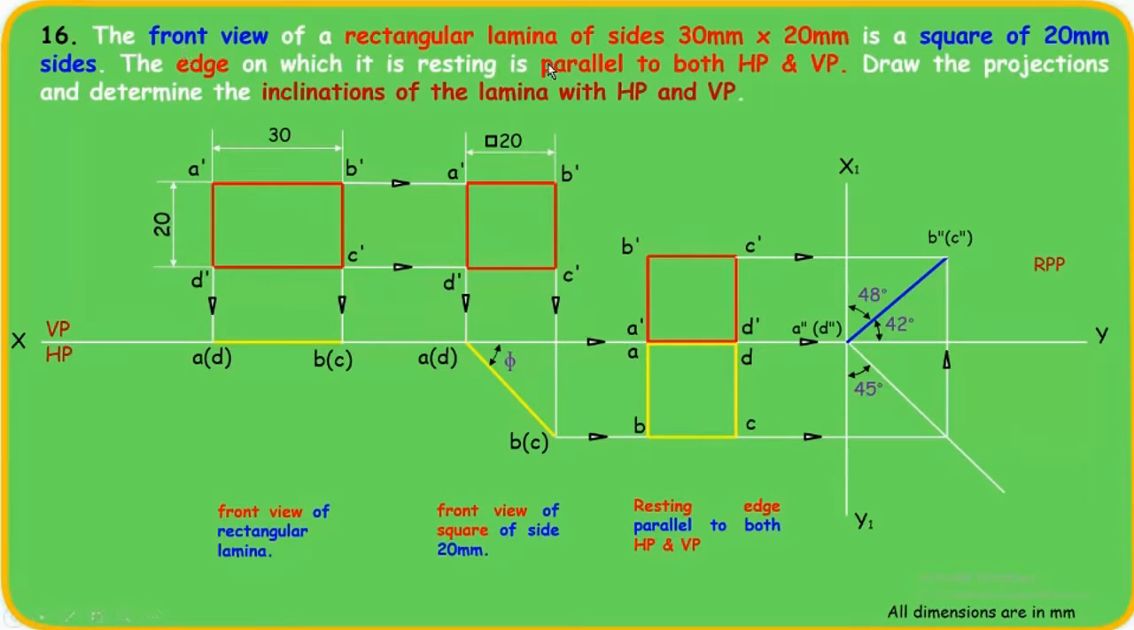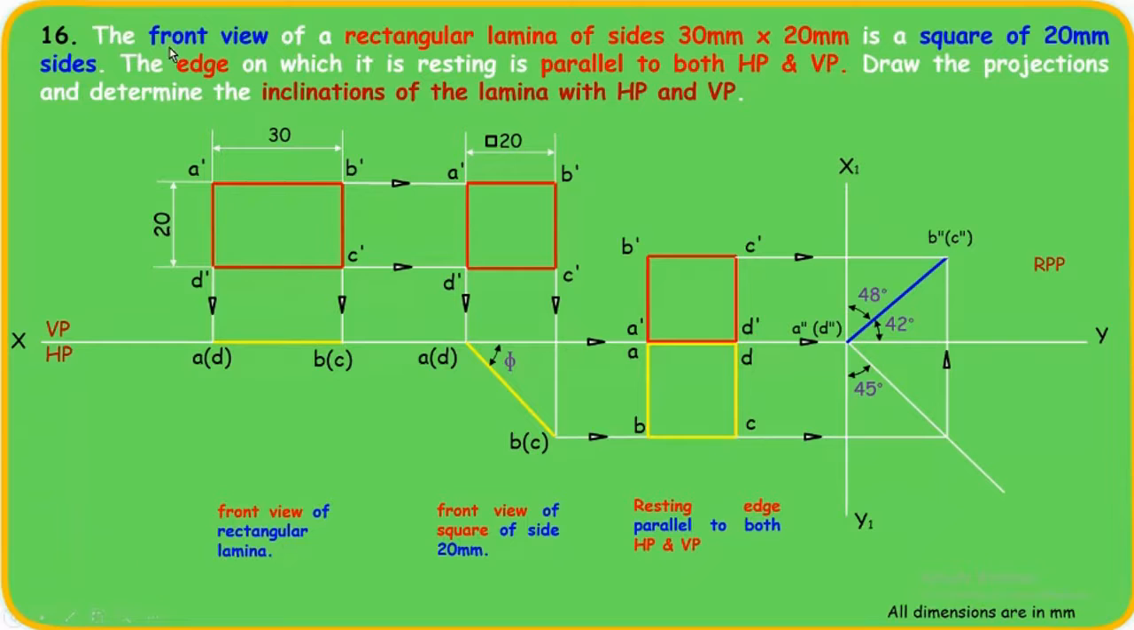The front view of a rectangle, similar to the last one. Everything is the same. There's no angle given with respect to the last one. Instead of an angle, it is given as parallel to both HP and VP. I'll show you this in Google SketchUp also, so that you can easily visualize it.